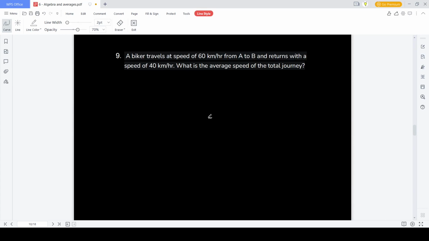A biker travels at a speed of 60 km per hour from A to B and returns with a speed of 40 km per hour. What is his average speed? Okay, this kind of question we have done in speed and distance. So this is pretty simple. It's not the average of the two speeds. Be careful, it is not the average of this speed and this speed.